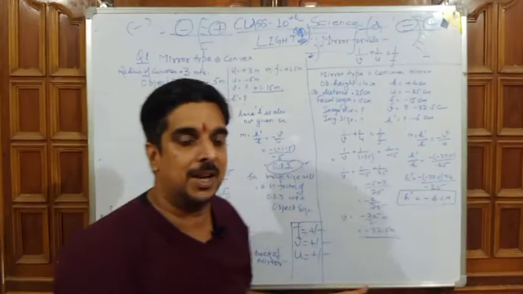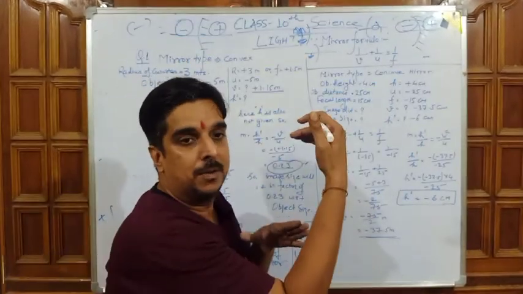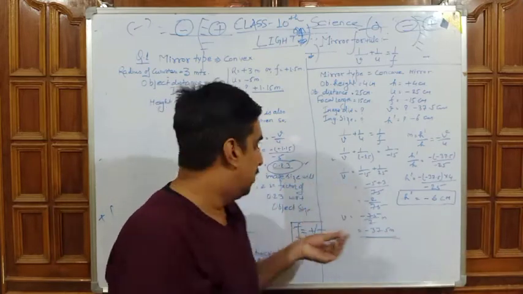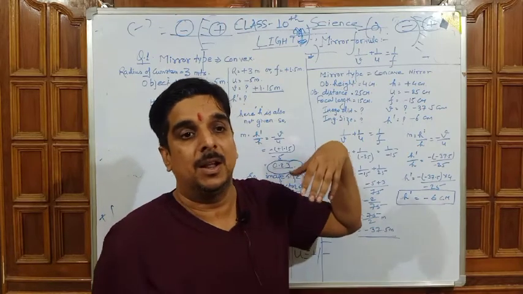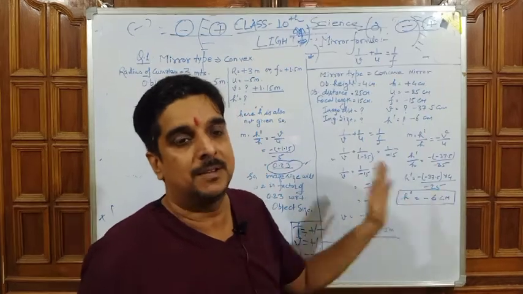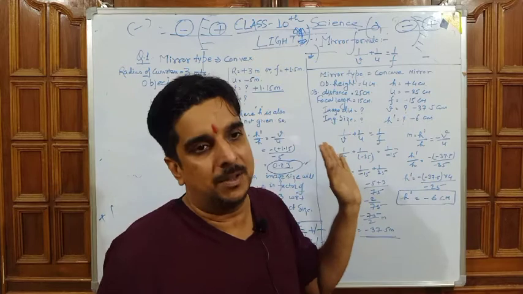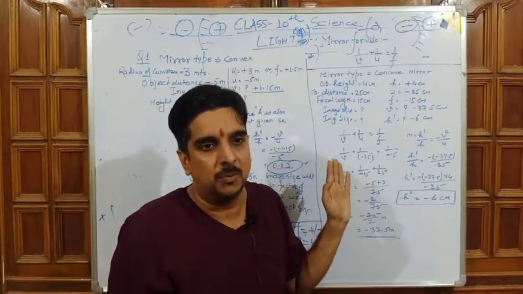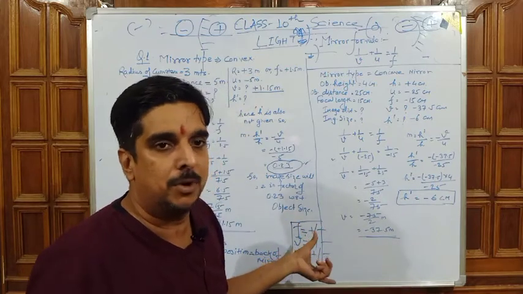How will we know this? In all three, we have to see which is on the right side of the mirror and which is on the left side. If any of v, f and u data is available on the right hand side of the mirror, that will be considered as plus sign. Left side of the mirror, that will be considered as minus, that will contain minus sign. So this simple trick is what you have to memorize.